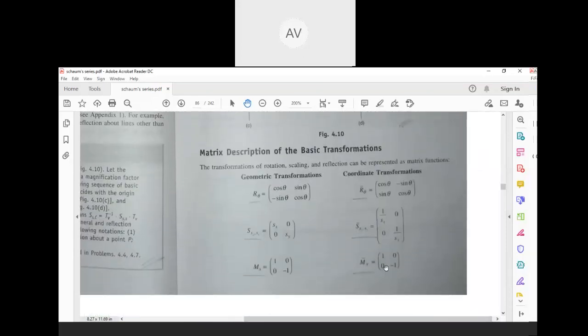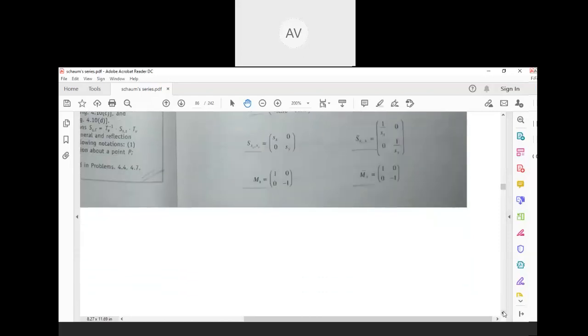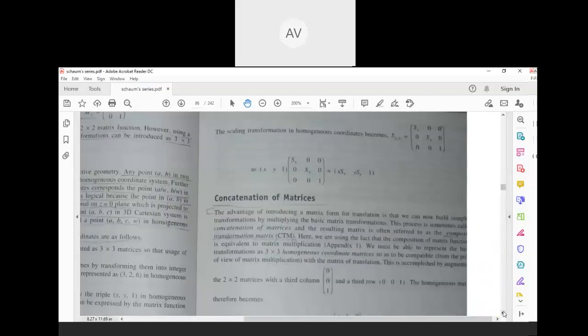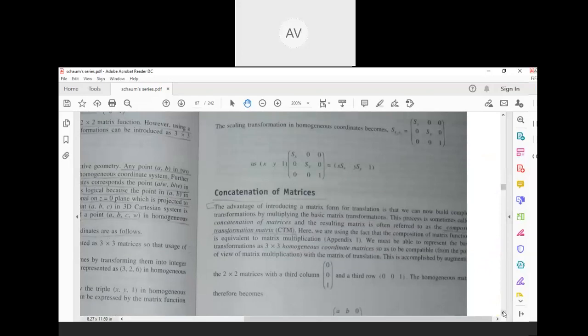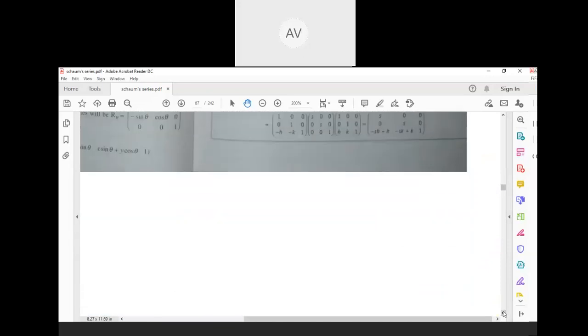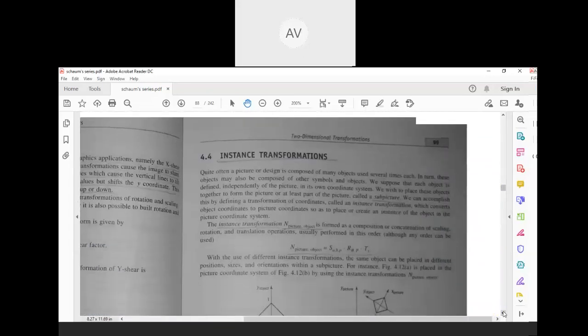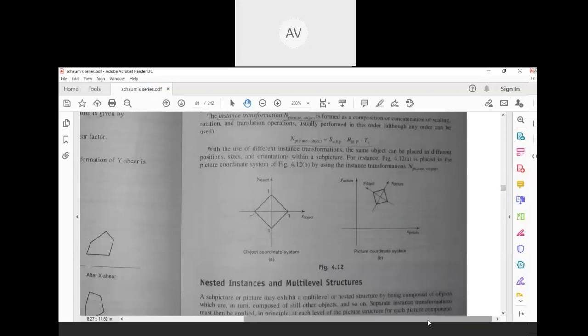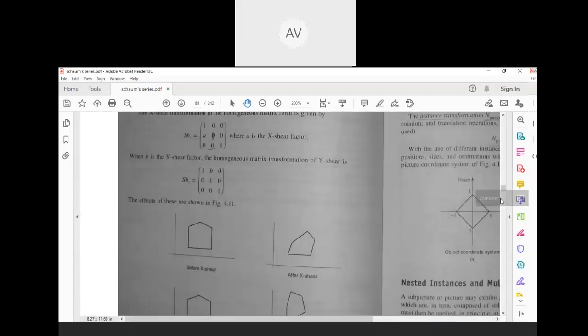See, here the matrix is given for reflecting about x-axis. So when you are reflecting about x-axis, the value of y will become negative. Similarly, if it is reflecting about y, then this x value will get minus 1, like that.